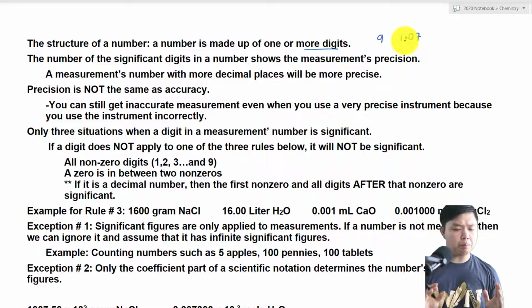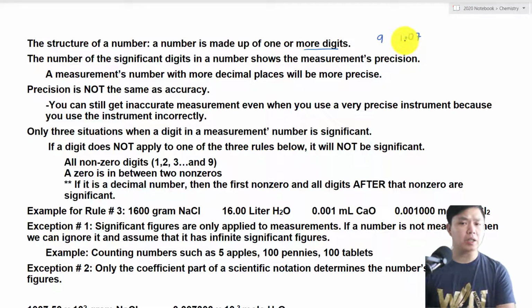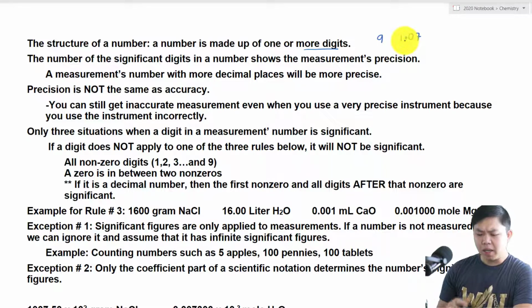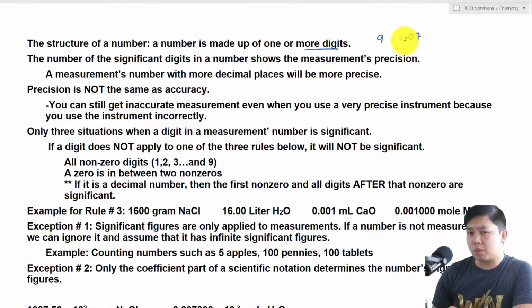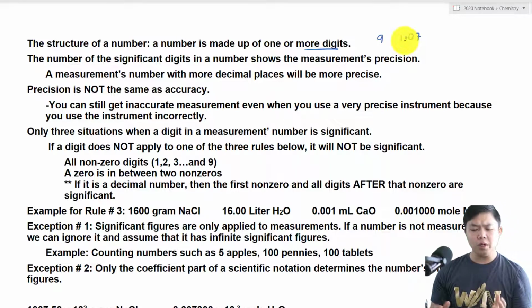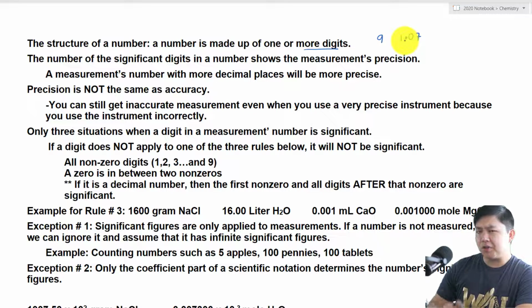Now let's look at our measurement and determine the number of significant digits. So what is a significant digit? It basically shows the measurement precision. The more precise the instrument, the more expensive it is. So let's look at what it really means when we're talking about significant digits in a measurement. First things first, we know that we're using different instruments to measure properties of matter, right? And different measurements will have different precision. The more precise it is, the more expensive the instrument.